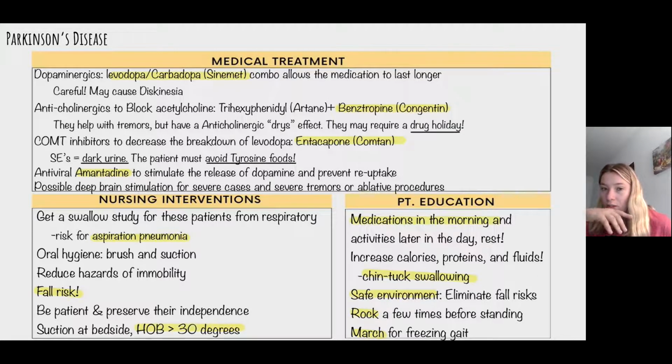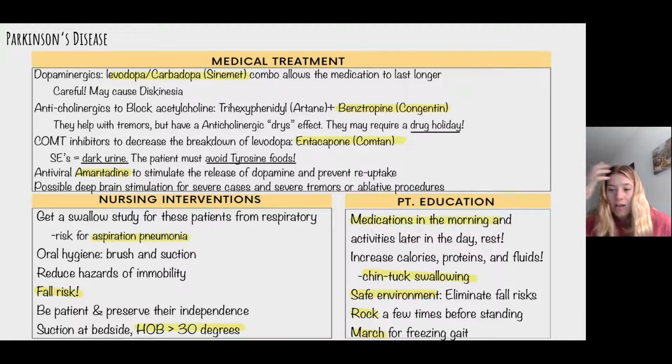So what are we going to teach our patient? Take these medications in the morning. These medications are going to help the patient be a little bit more mobile, a little bit more functional during the day. So we want to teach them to take it in the morning, but also allow times for rest. Again, back to our aspiration pneumonia, chin tuck swallowing. When they're eating, make sure they tuck their chin in to help them with their swallow.